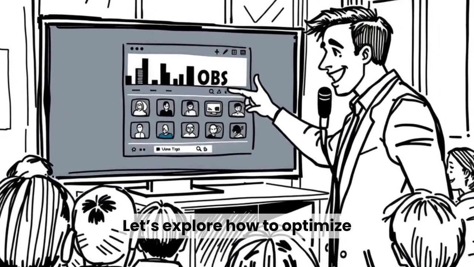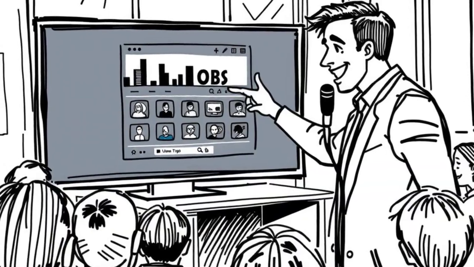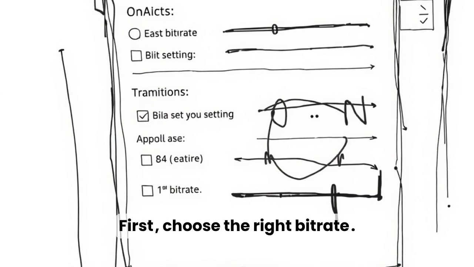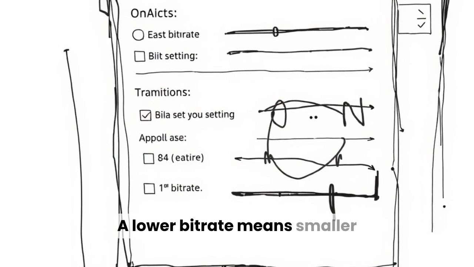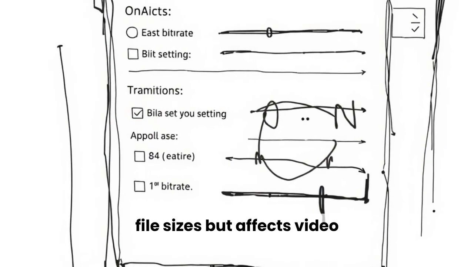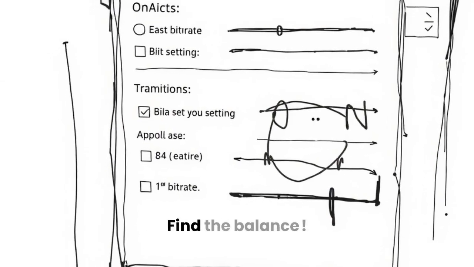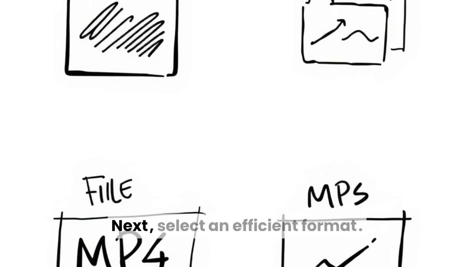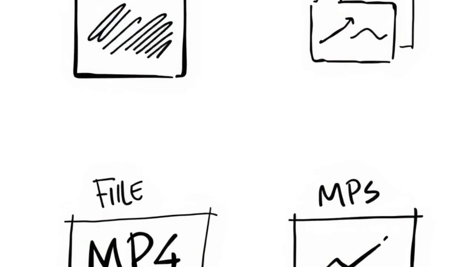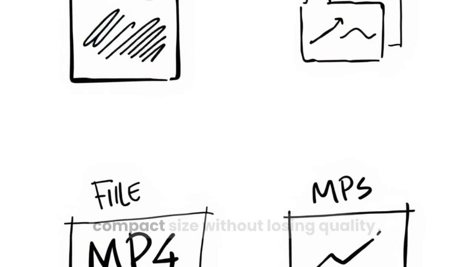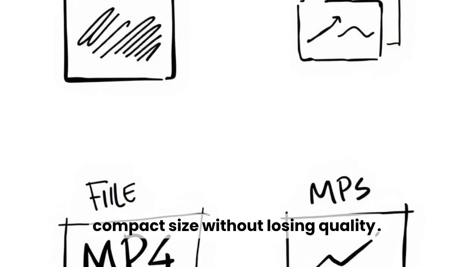Let's explore how to optimize your recording settings. First, choose the right bitrate. A lower bitrate means smaller file sizes but affects video quality. Find the balance. Next, select an efficient format. MP4 is preferred for its compact size without losing quality.